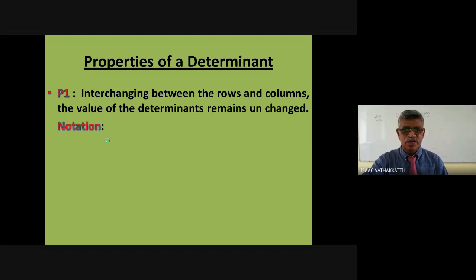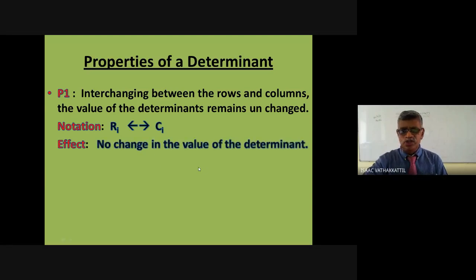We have seen yesterday. For that, we will make a notation because whenever we make this operation, an interchange of rows and columns, we write Ri interchange with Ci. We can write Ci interchange with Ri also, both are same. What is the effect? If you do this operation on any determinant, there is no change in the value of the determinant.